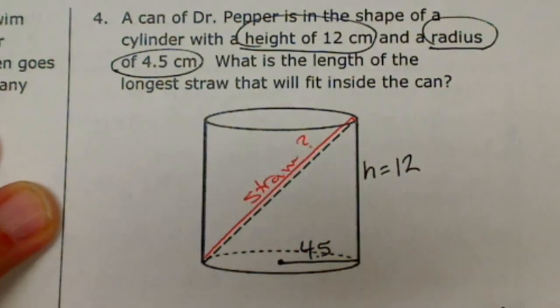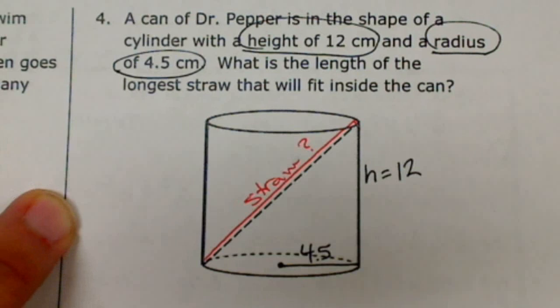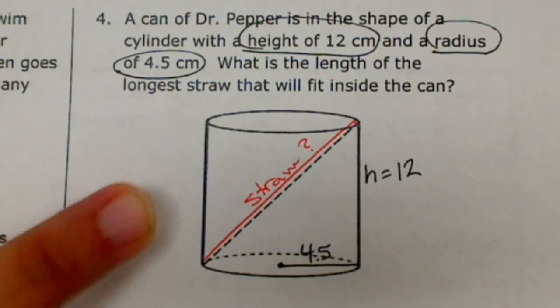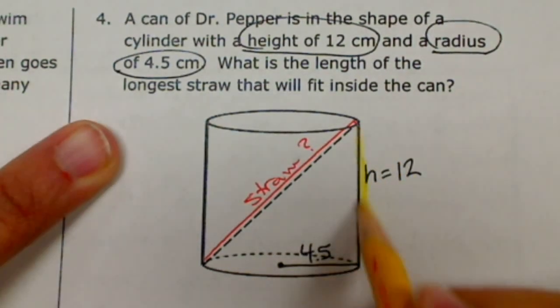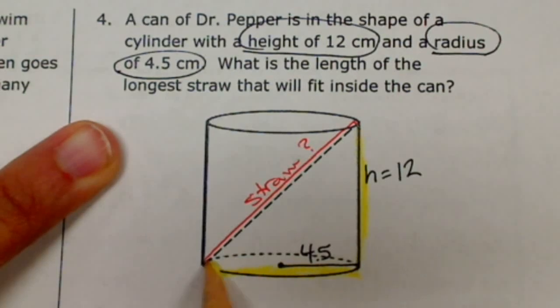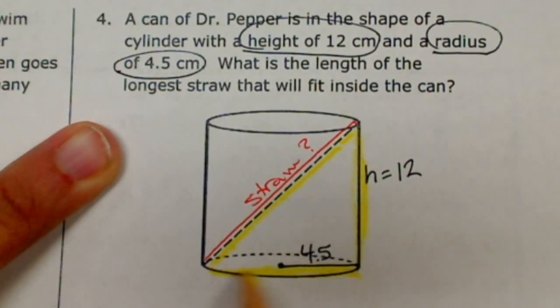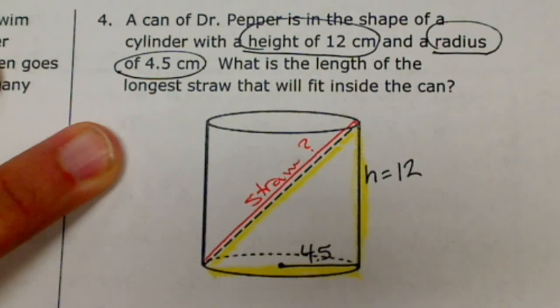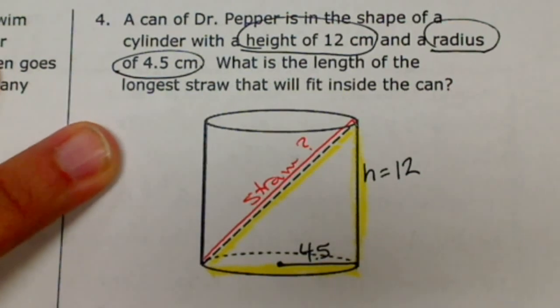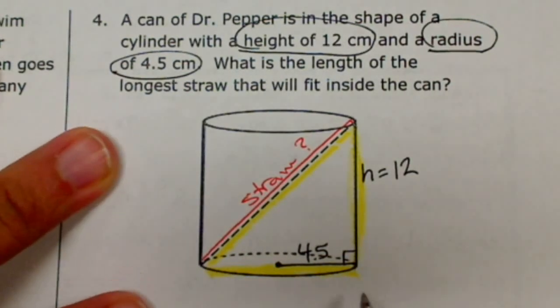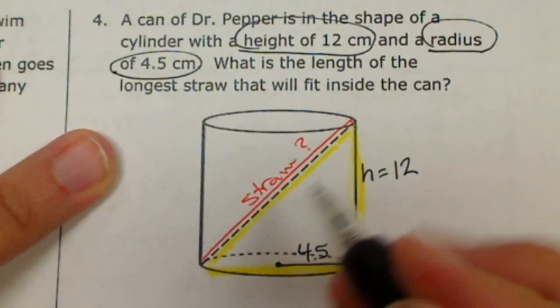And we don't know how long that is. But if you kind of highlight your figure here, you can see that if I highlight the straw, the height, and across the bottom, it creates a right triangle. So that means I'm going to need to use the Pythagorean theorem to find the length of the straw.